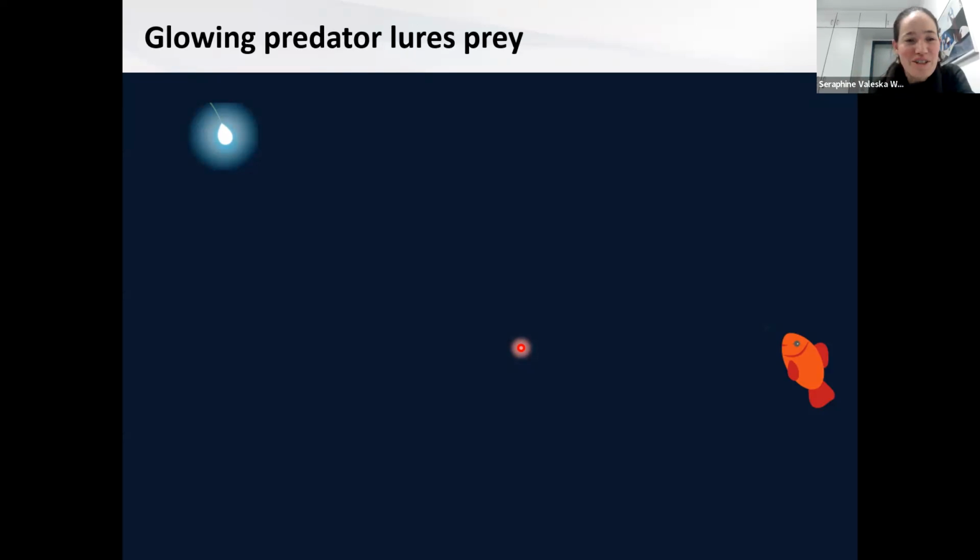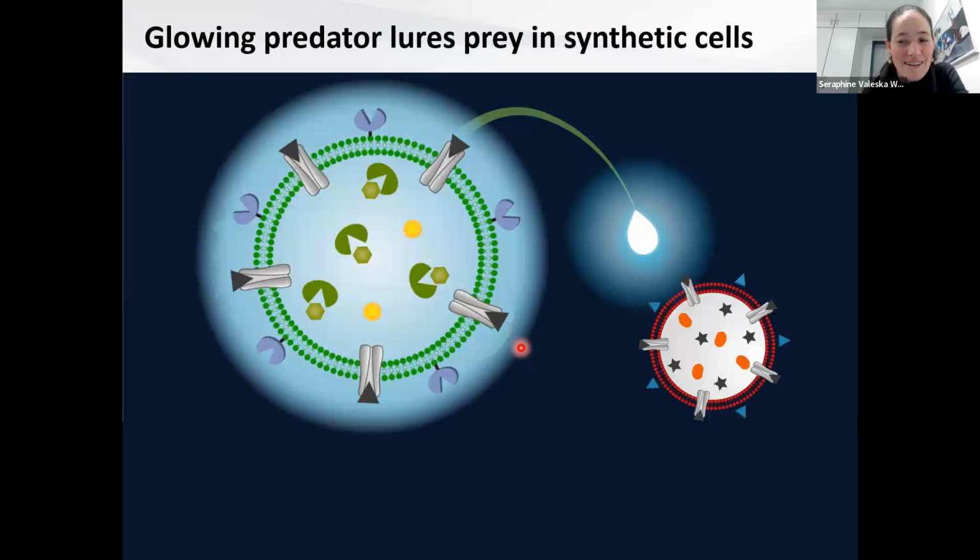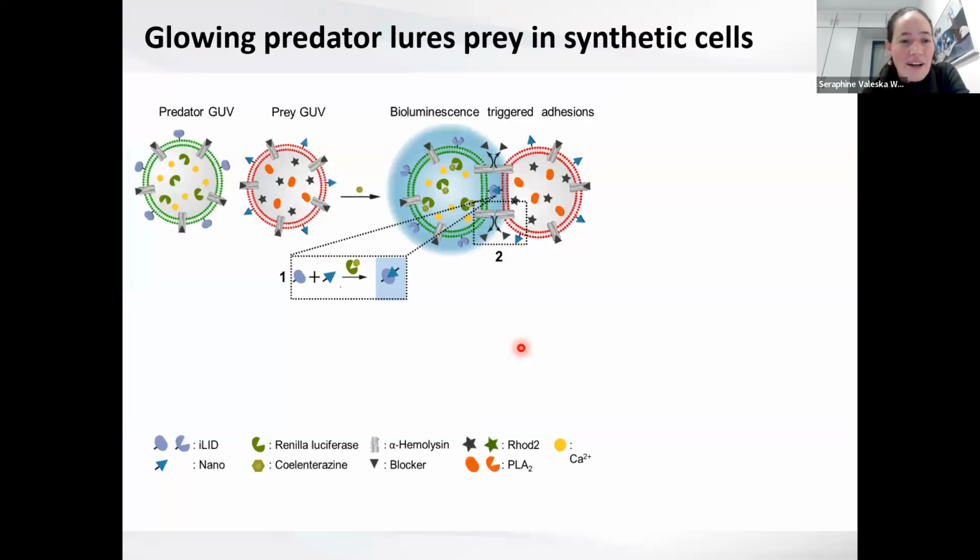So what does the anglerfish do? It produces light to lure this fish. And when the fish, the prey, comes into proximity, of course, then the anglerfish goes for the kill. So could we do this with synthetic cells at the microscale? And so I already showed you that we can generate luminescence and use this to trigger adhesion.